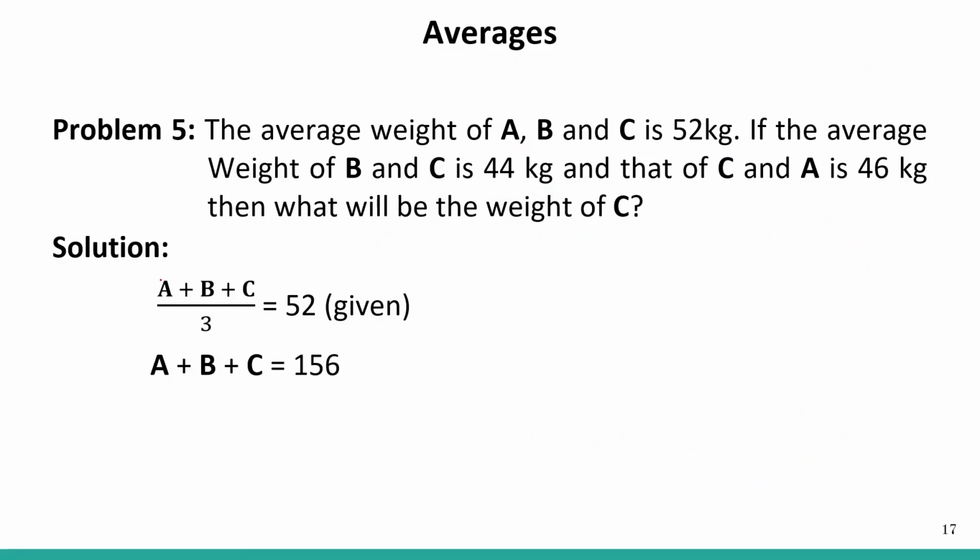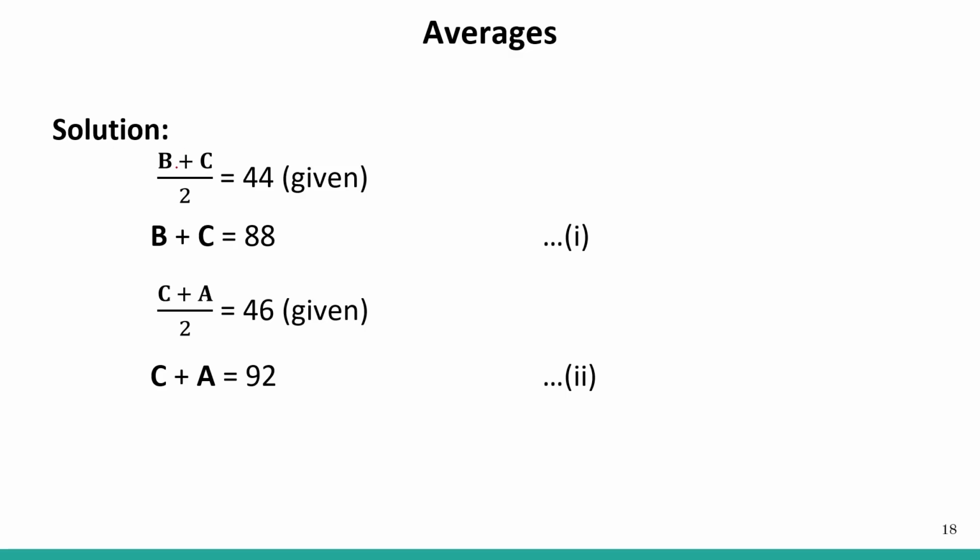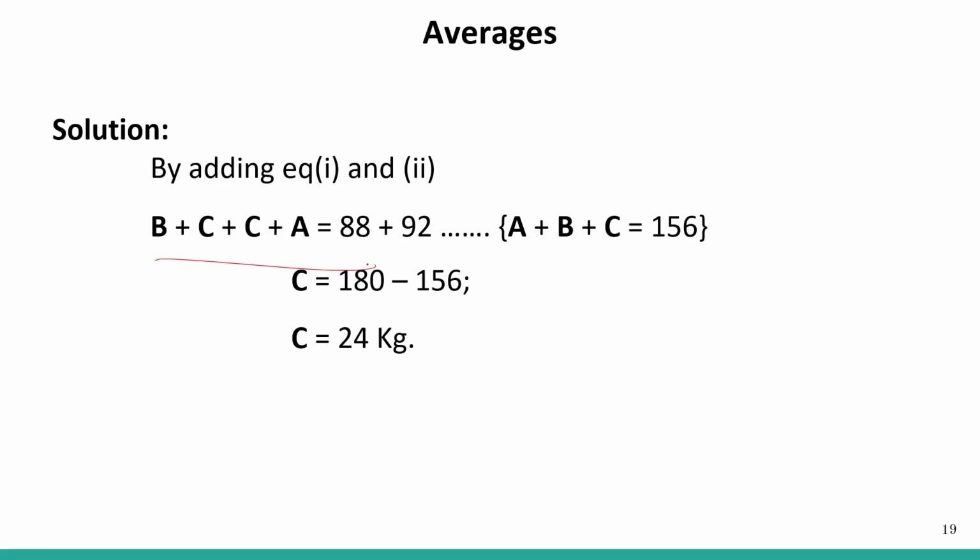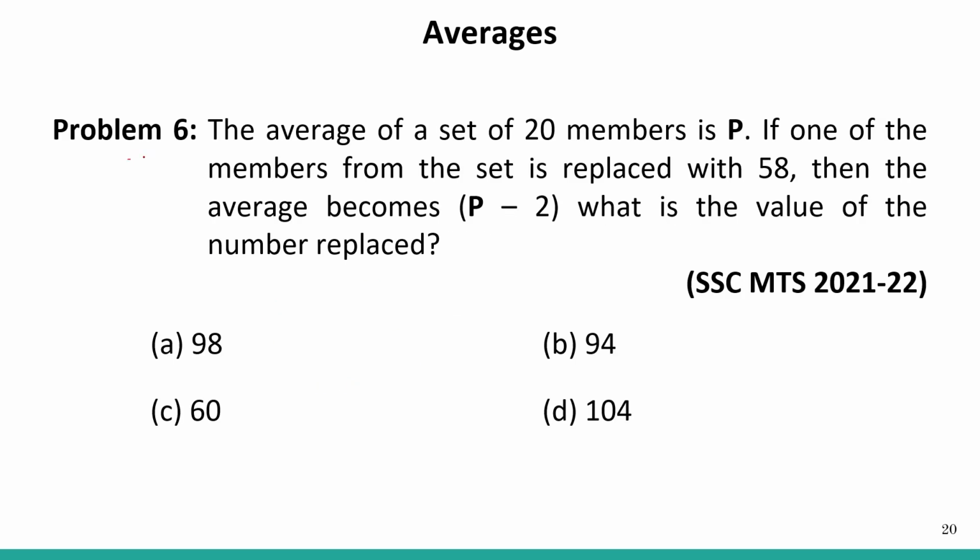So let's see the step-by-step solution. A plus B plus C by 3 is equal to 52. So A plus B plus C is equal to 156. B plus C by 2 is equal to 44. B plus C is equal to 88. C plus A by 2 is equal to 46. So C plus A is equal to 92. So adding these terms, what we are left with is C is equal to 24. Okay, as you can see here. So let's see problem number 6.